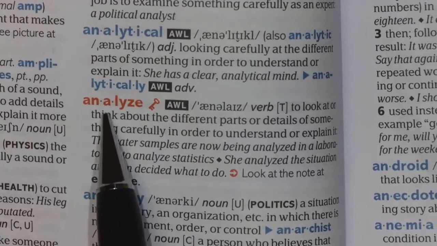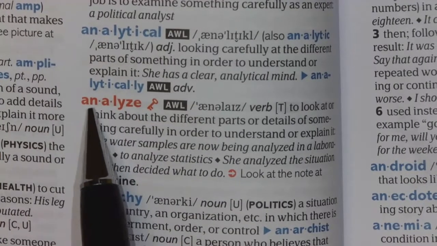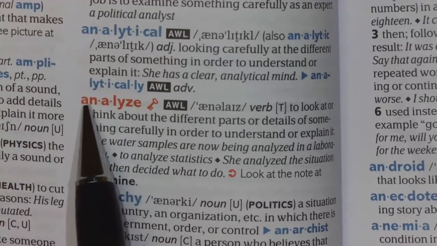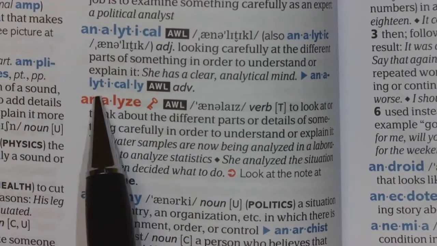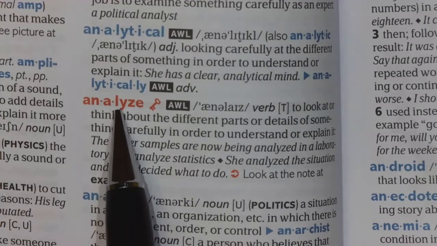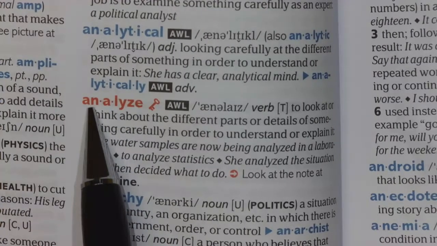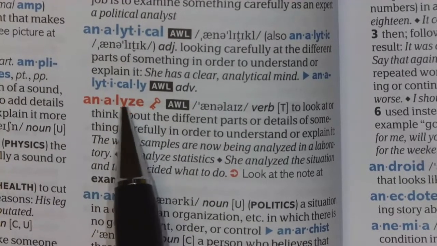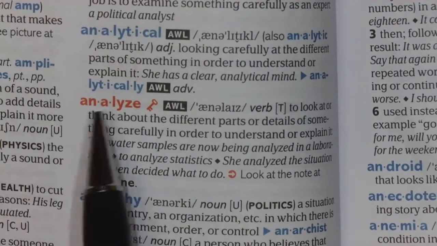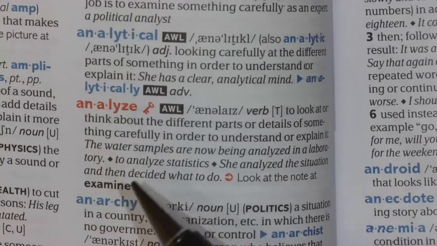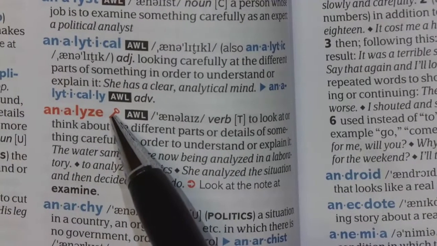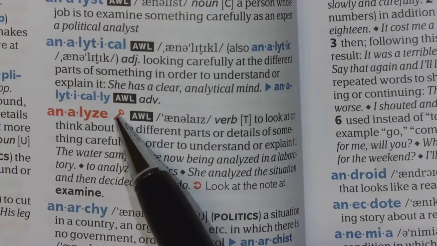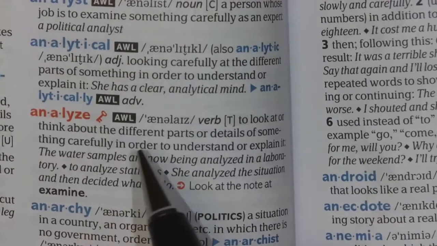So this one, analyze. Oh, one thing I forgot to point out. You'll see that these words are broken into parts, and they'll have dots in between the parts. This is showing you how the word is divided into syllables. So you see there's 1, 2, 3 groups of letters, which means there's 3 syllables. Analyze. So when we pronounce it, it has 3 syllables. Again, we see the key, which means it's on Oxford's 3,000 most frequent words list.